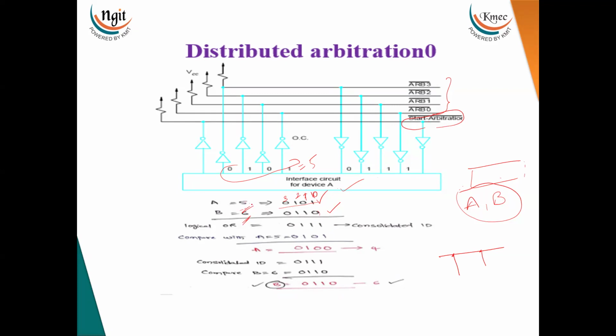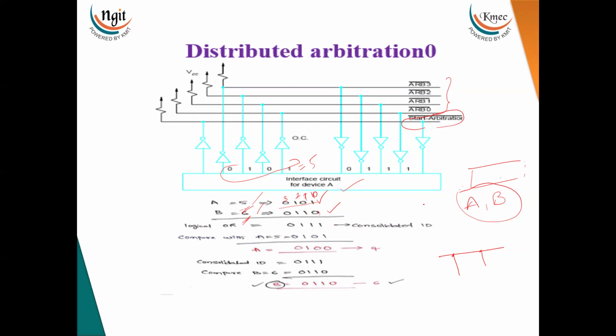Now A is placing 5 and B is placing 6 on the same lines. Now here, on line 3, A is placing 0, B is placing 6. On line 2, A is placing 1 and B is placing 1; 0 and 1, and 1 and 0. If two values are available on the single line, then the resultant value becomes what?